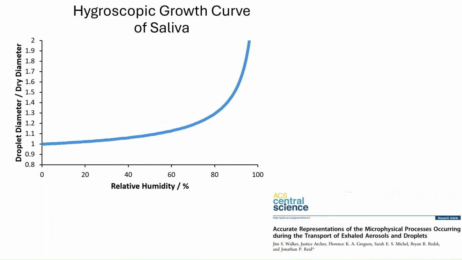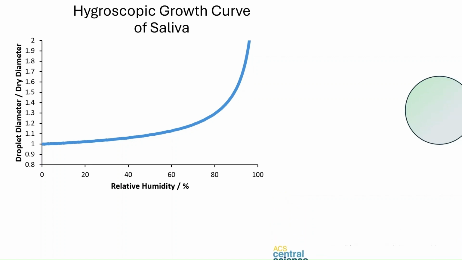This is called a hygroscopic growth curve, and it describes how an aerosol changes size by picking up water at different relative humidities. The way you read this graph is as follows. Let's say you have a wad of respiratory fluid. Now, take away all of the water, which leaves you just a mixture of salts, proteins, sugars, and surfactants.